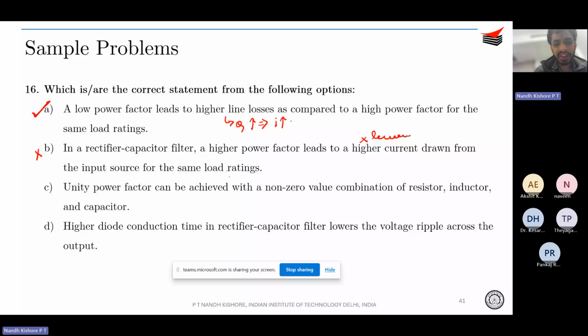Unity power factor can be achieved with a non-zero value combination of R, L, and C. True. You can do resonance and get unity power factor. Higher diode conduction time in rectifier capacitor filter lowers the voltage ripple across the output.